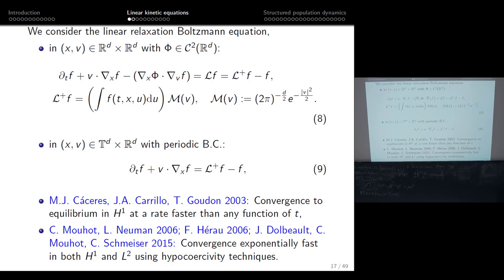Of course there are many references, and I wrote some of them here. It was also mentioned in the previous talk, like how the hypocoercivity techniques were developed by Villani and others. These people showed, for the linear BGK equation, convergence to equilibrium in an H1 setting that is faster than linear. And then in a 2015 paper, they worked mostly in an L2 setting.